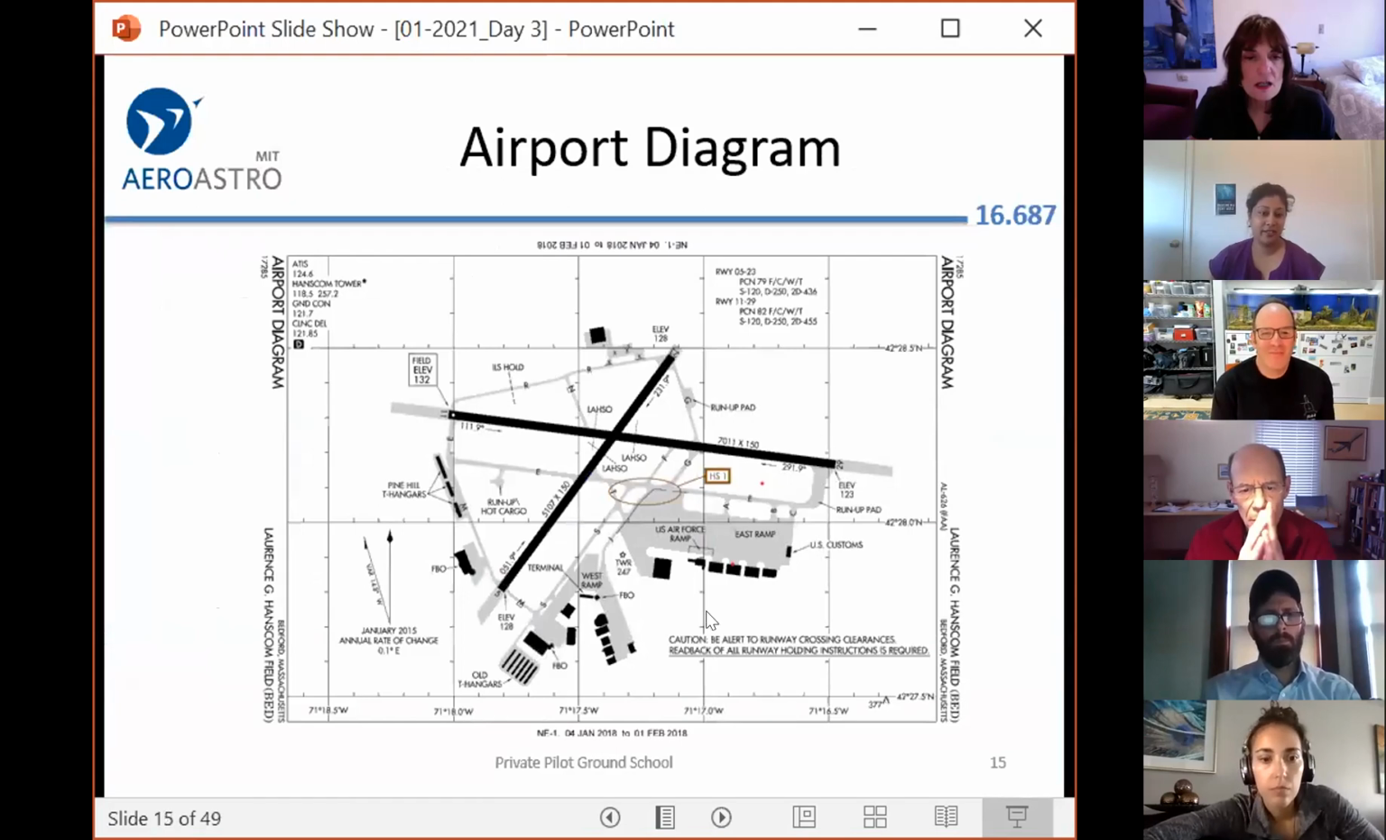So the lectures you watched also covered airport diagrams. This is zooming in a little bit more. You see two intersecting runways. You can land in both directions on each one. You see the taxi area and the hangars.